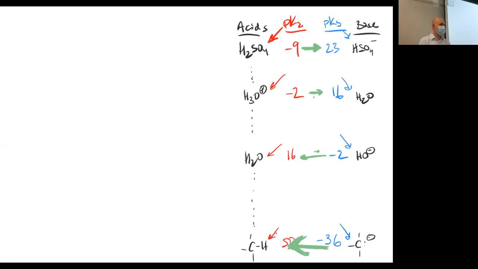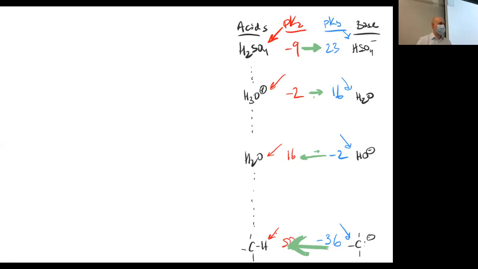So these are all about equilibria. And if you want to go one way, you don't want to go the other way. And if you don't want to go forward, you would want to go backwards. So that's what equilibria is all about. And acid base is all really just equilibria. That's why we use those big Ks.